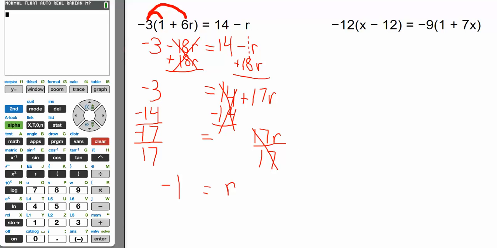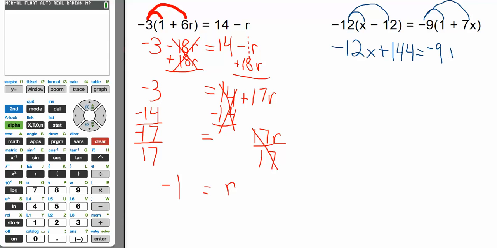All right, so let's go with the other. Now, in this case, we have two sets of distributive property. So we're going to have to distribute the negative 12 to both terms in the left-hand side, and then the negative 9 to both terms in the right-hand side. So negative 12 times x is negative 12x. Negative 12 times negative 12 is a positive 144 equals negative 9 times 1 is negative 9.